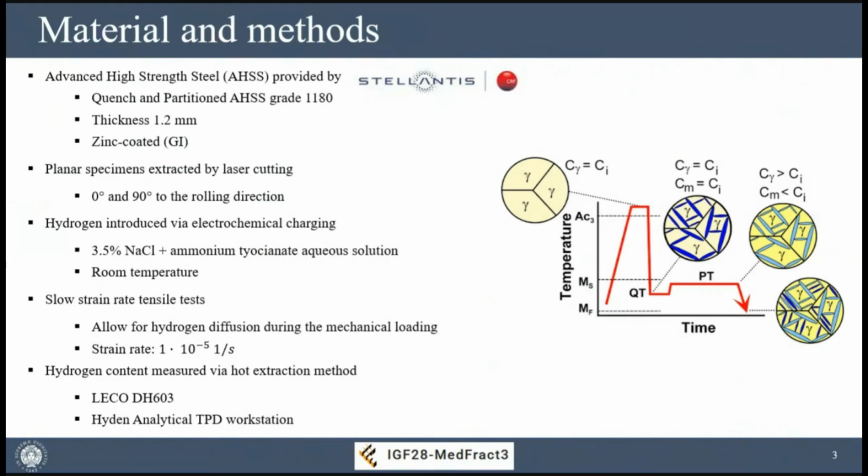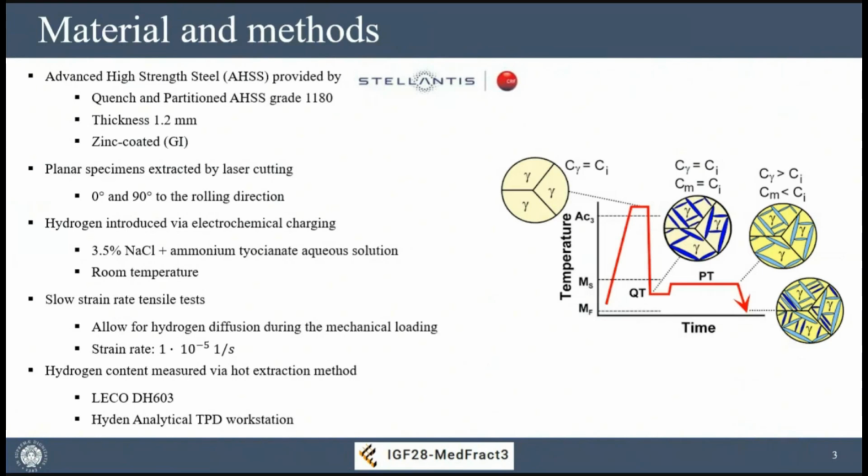And let's go with the materials and methods. As I said, we have quench and partition steel, thickness 1.2 millimeter. In the received condition, it's zinc coated, so it has a coating that can act as a barrier for hydrogen intake, but also a barrier for hydrogen desorption. For our tests, we removed the zinc coating to allow us to introduce hydrogen in the material via electrochemical charging. Electrochemical charging was carried out by electrolysis in an aqueous solution of sodium chloride and ammonium thiocyanate.